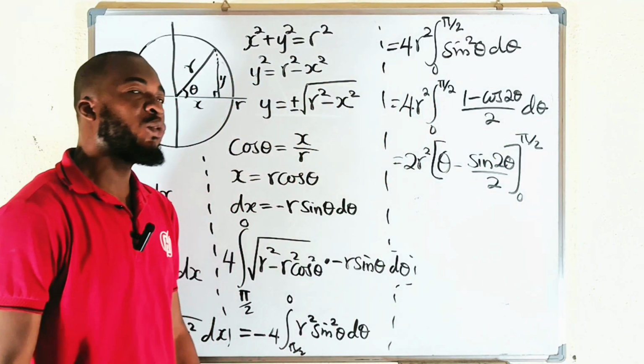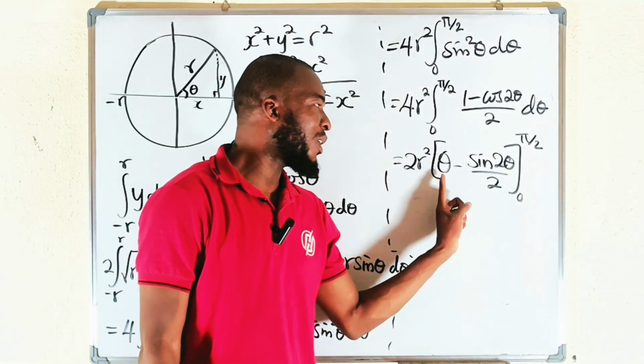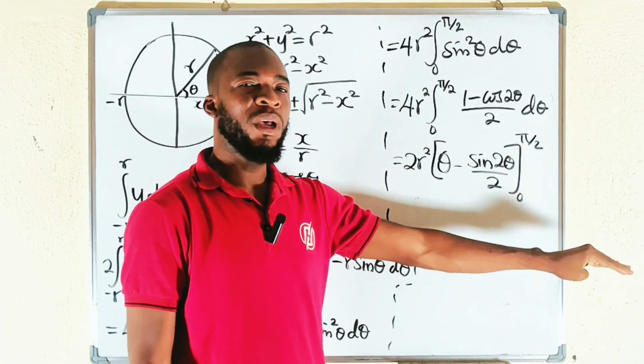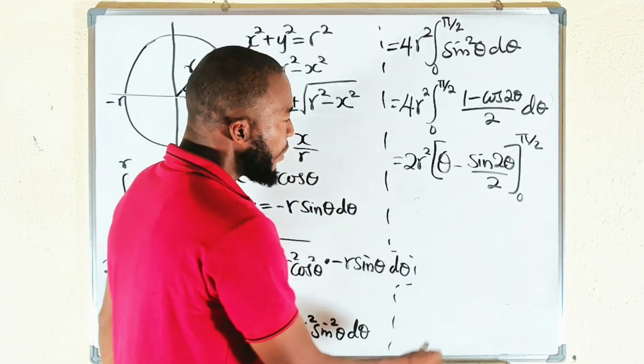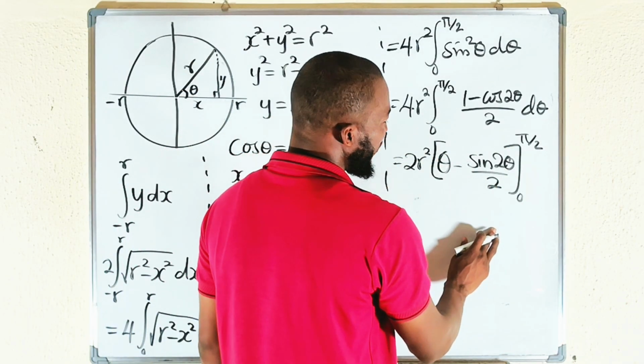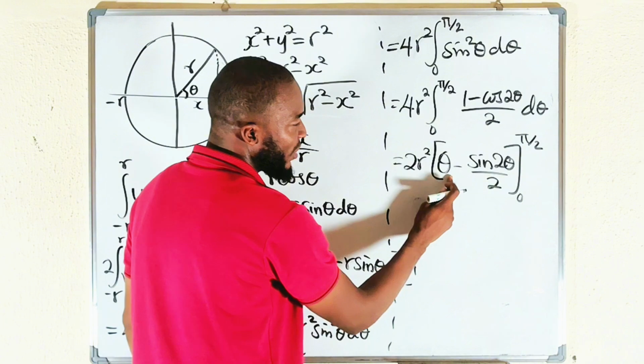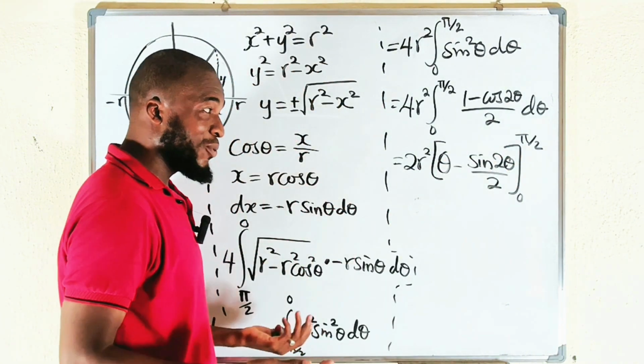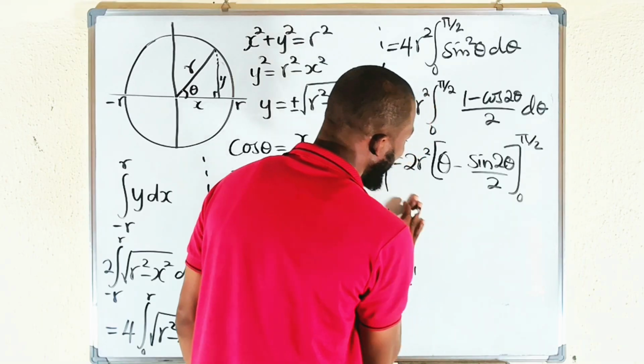The last thing you need to do is to substitute the boundaries. Wherever you have theta, plug in pi over 2. After all, you minus the lower limit. But the lower limit will make everything equal to 0, because when theta is 0, this is 0. Sine of 2 times 0, which is sine 0, is also 0. So you don't have to substitute the lower limit.